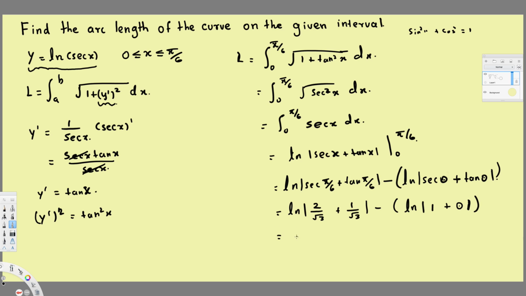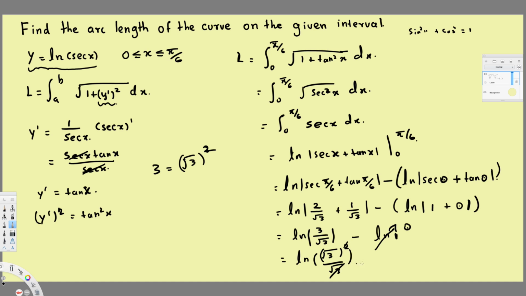Okay, so let's do the simplification. This is going to be log of 3 over root 3, and on the other side we have minus log 1. Log 1 is 0, so you can cancel this one right here. Also, we can write 3 as root 3 squared, the same thing. So you can put root 3 squared and cancel: root 3 squared over root 3, so one root 3 cancels, and the final answer is going to be log root 3. That's the length of the curve provided by this expression. I hope you guys find this video helpful. See you next time.